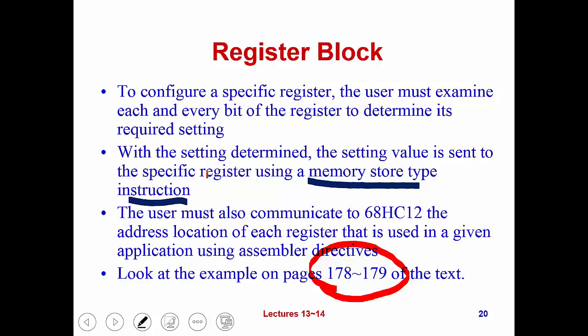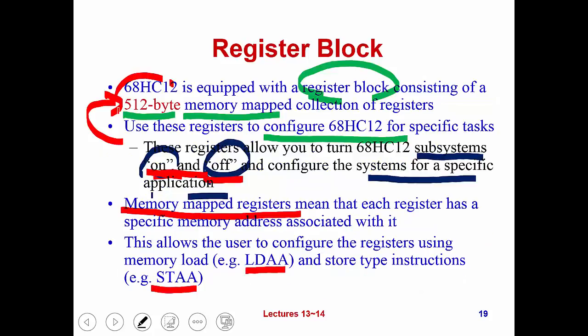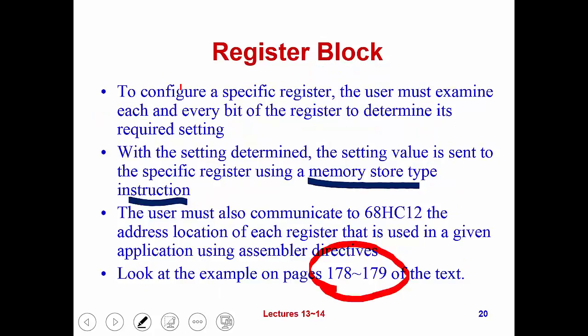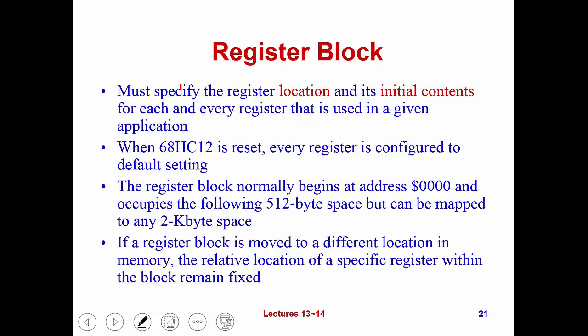So I think it's very easy to understand. Here I only show you one register, ATD control register 2. We have a large number of registers. Here I show you we have half K, 512 bytes. Some registers take more than 1 byte. They may take 2 bytes, even more.